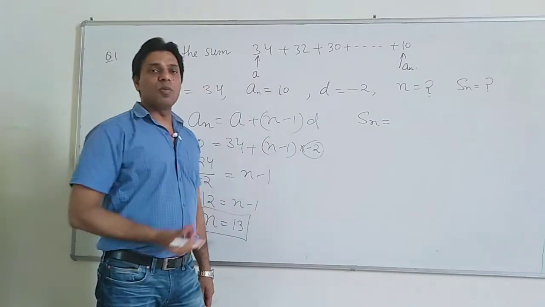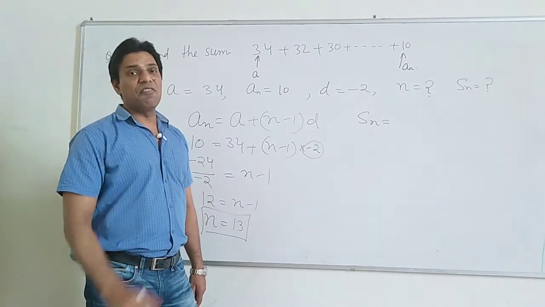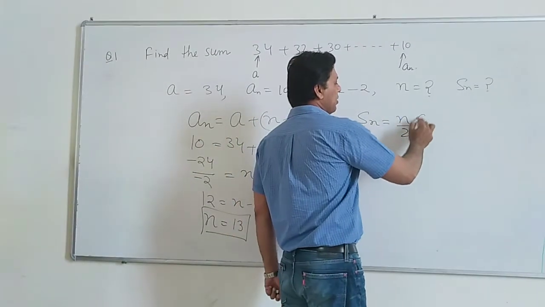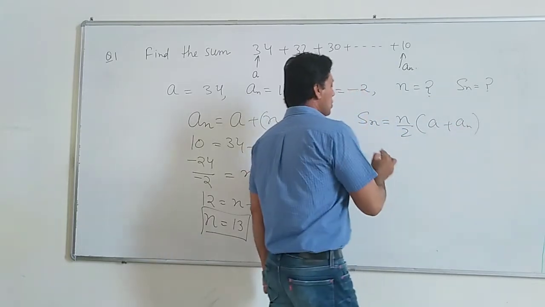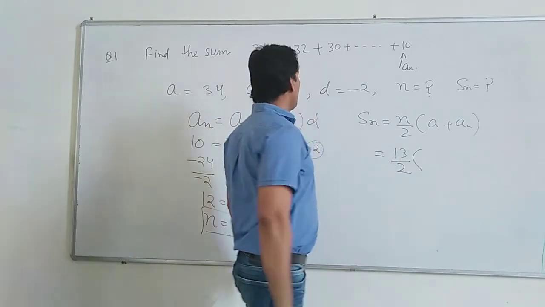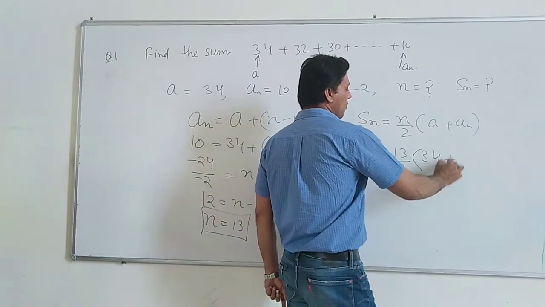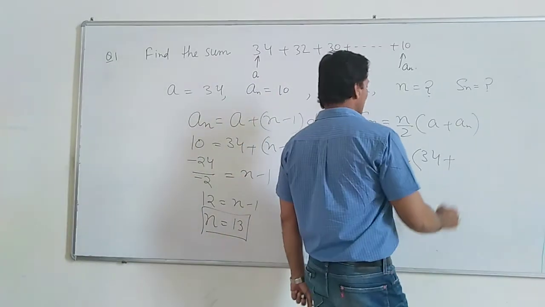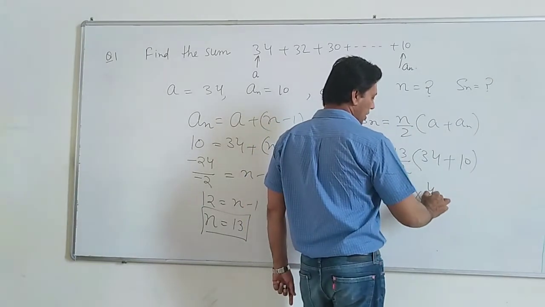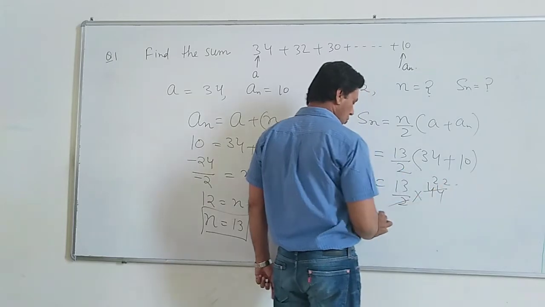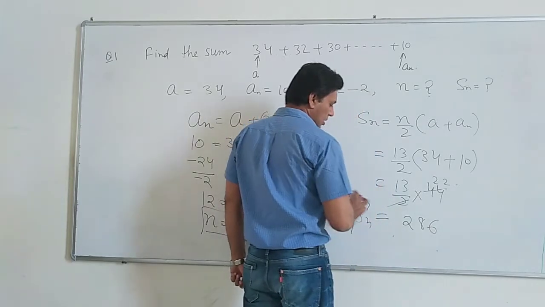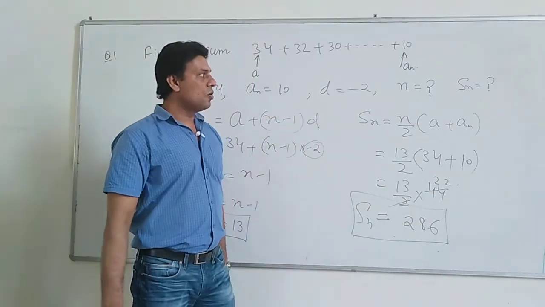We can use both formulas for Sn as I have told you, but the second formula is a little easier because we have n and an. So by putting in the formula, n by 2 into a plus an. How many terms are there? There are 13 terms, so n is 13. Then what is the value of a? We have 34, and what is the value of an? We have 10. Now 13 upon 2 into 44, and you can cancel 22 by multiplying, 286. So this is your sum of n terms. For more questions keep watching.